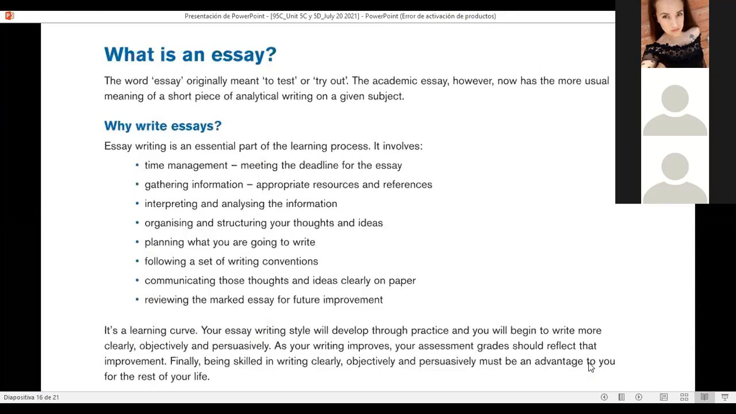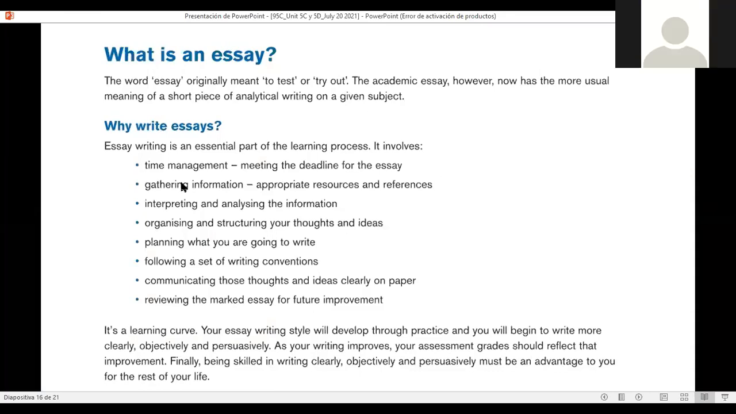Okay, guys, that was interesting and was good to know. Now, I want you to help me reading the first part of this, please. Vane, can you help me reading what is an essay? What is an essay? The word essay originally meant to test or write out. The academic essay, however, now has the more usual meaning: a short piece of analytical writing on a given subject. Exactly. ¿Sigo, teacher? No, just leave it there. Thank you.